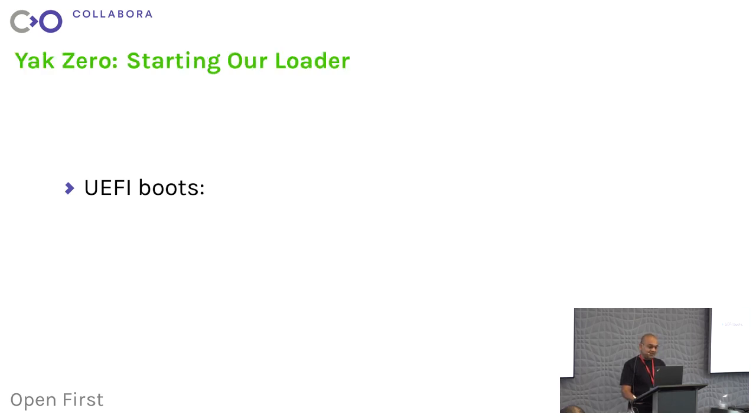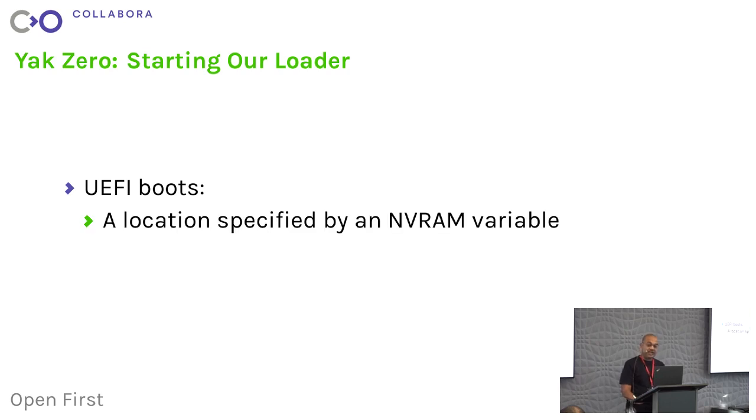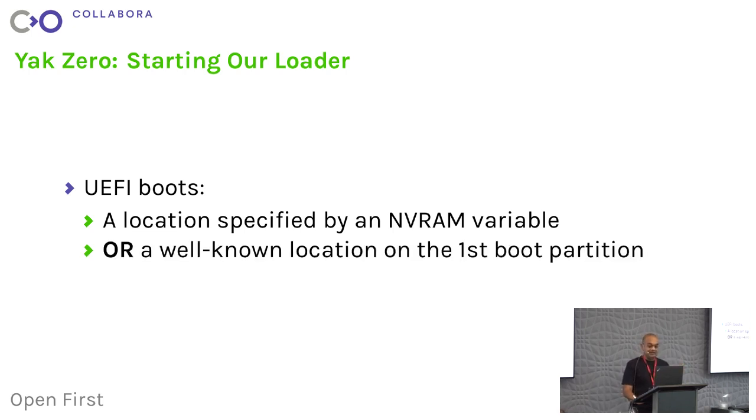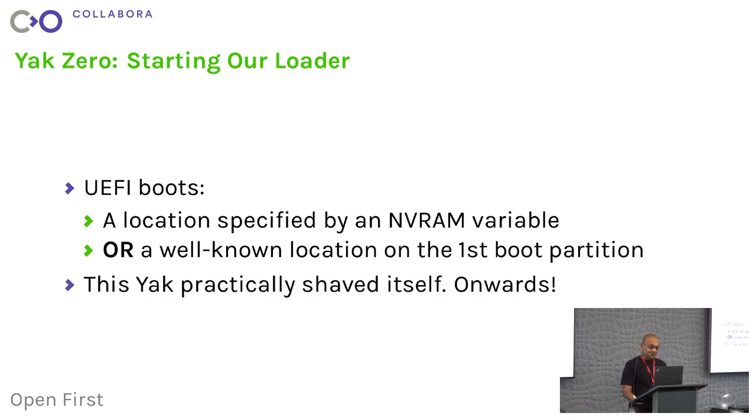So, UEFI, how does it boot things? Well, it either boots a location specified by an NVRAM variable. There's a lot of detail in there. It can specify all sorts of things, but basically it says, for our purposes, look at this partition, this location, boot whatever you find there. Or there is a well-known location on the first boot partition it finds, and it just boots that by default. Great, so we can use either of those solutions, not a problem.